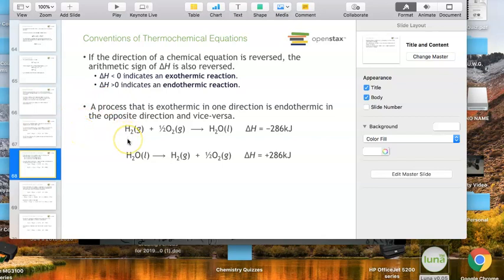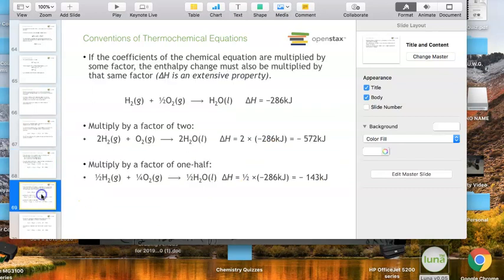Here you see the reaction as was written before. It has a negative enthalpy value, so that means it's an exothermic reaction. If we were to write the reaction reversed, notice the sign is reversed here. So when water dissociates to hydrogen and oxygen, you're left with an endothermic reaction.